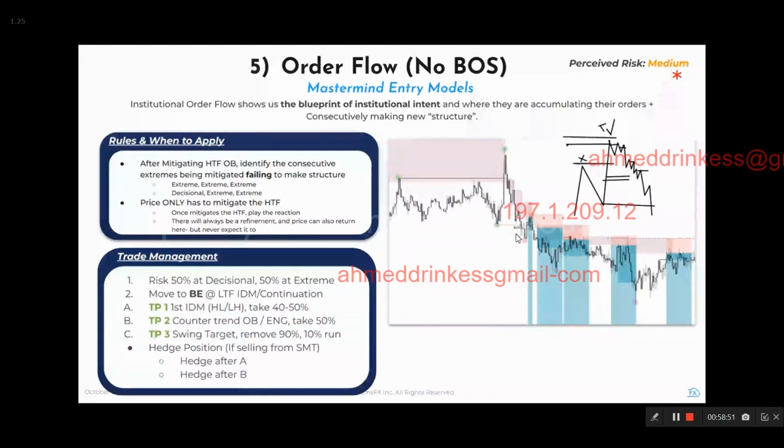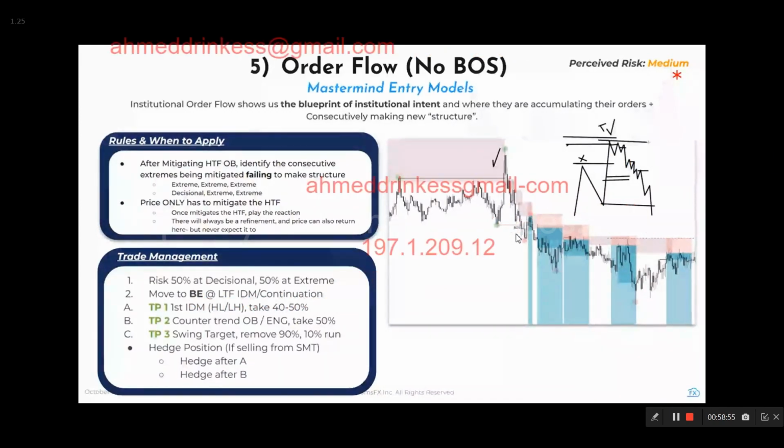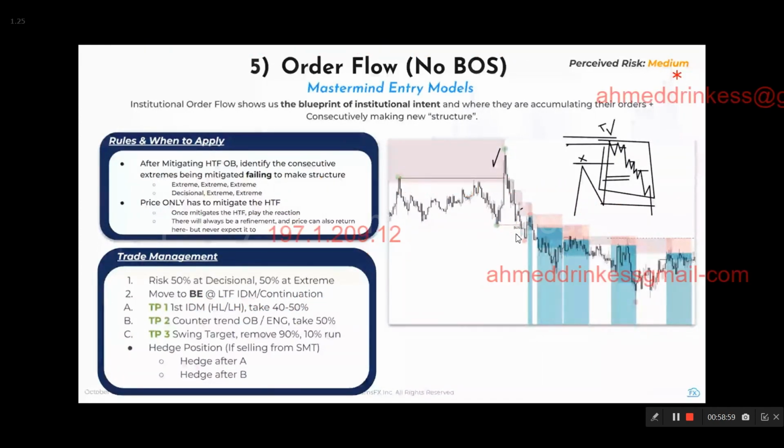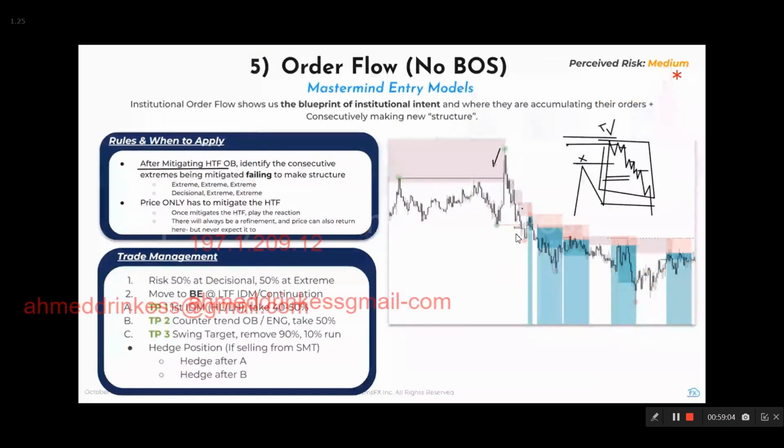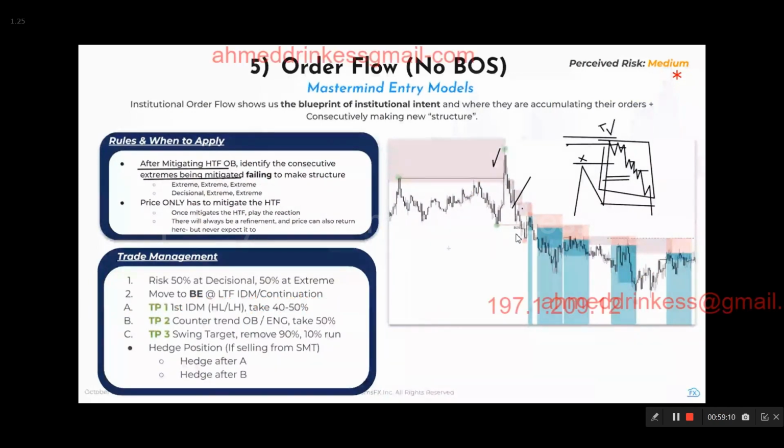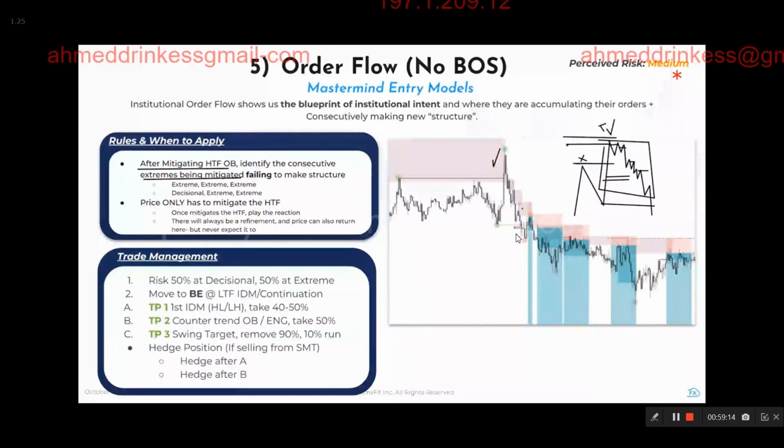And it's like when you see this, oh, here's your main order block. Why is all this happening? Institutions accumulating their positions on a fractal level to cause a huge impulsive move to the sell side to happen. So what happens is after mitigating the higher time frame order block, we then just need to identify the consecutive extremes being mitigated, which are failing to make new structure, right? So again, when I say order flow, that means there's no imbalance. That means extremes are being mitigated.